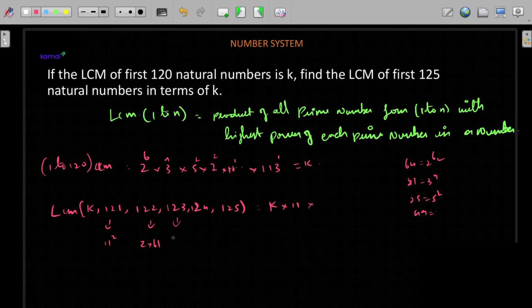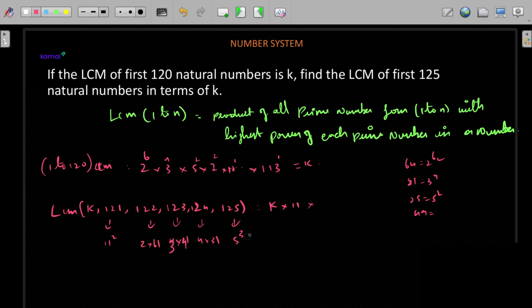Next, 123, which is 3 into 41. 41 is a prime number already part of k, and 3 is also part of k. Then 124 is 4 into 31. 31 is also part of k, and 4 is also part of k because 4 is 2 square, and we have 2 power 6 in k. So k is also a multiple of 123 and 124.